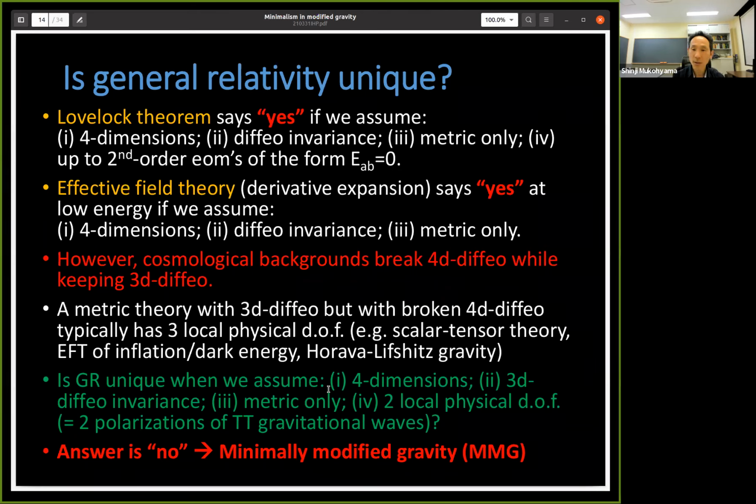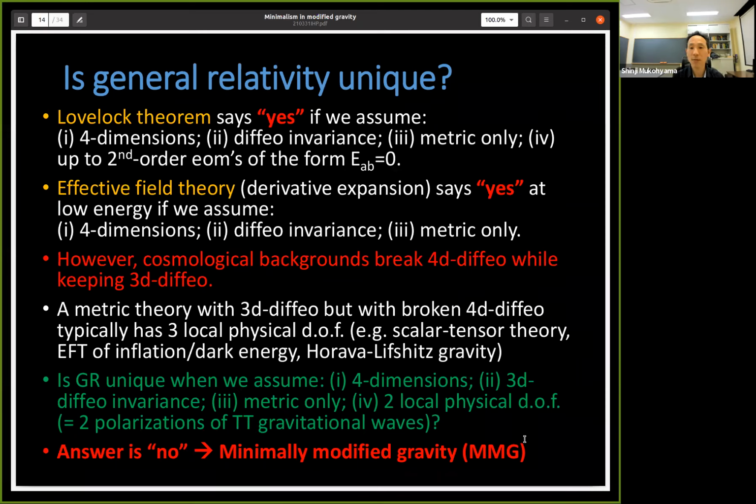The real question here is this one: is GR unique when we assume these 4 assumptions? 4 dimensions, 3D diffeo invariance, the metric only, and 2 local physical degrees of freedom, which corresponds to 2 polarizations of transverse traceless gravitational waves. This is the question that I want to ask, and the answer is actually no. The theories that satisfy these 4 conditions are called minimally modified gravity, MMG.